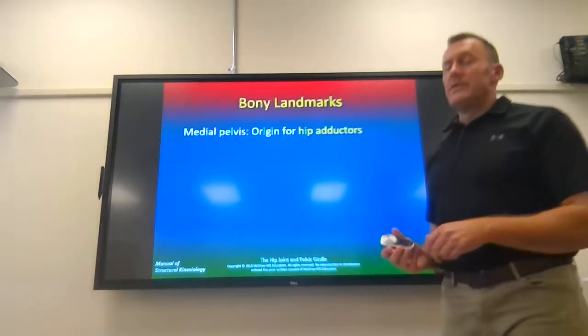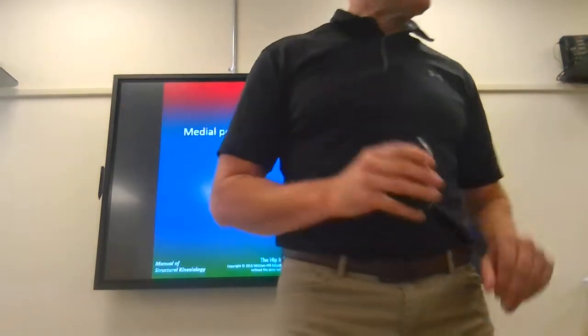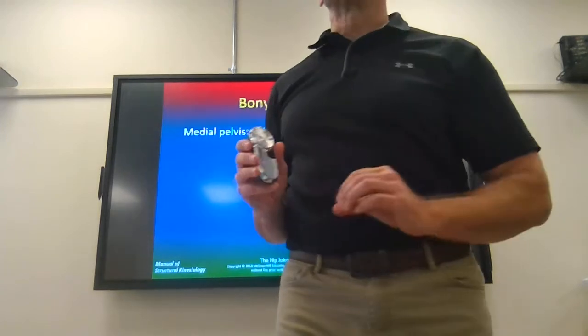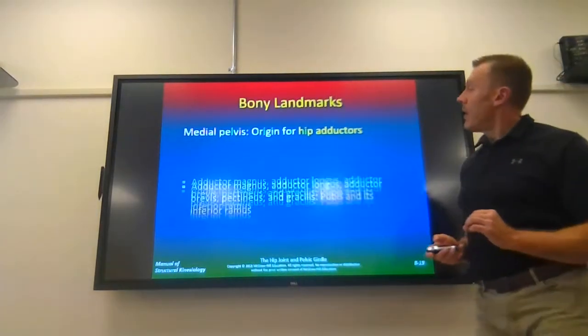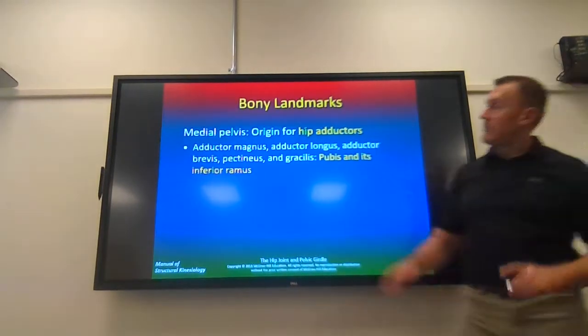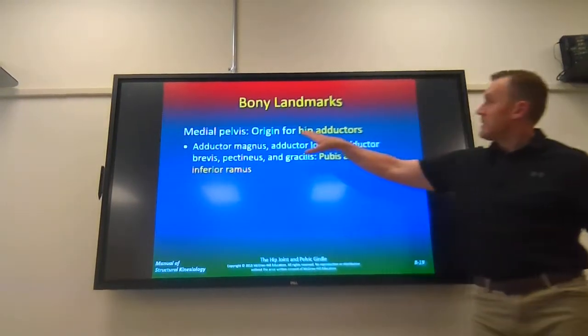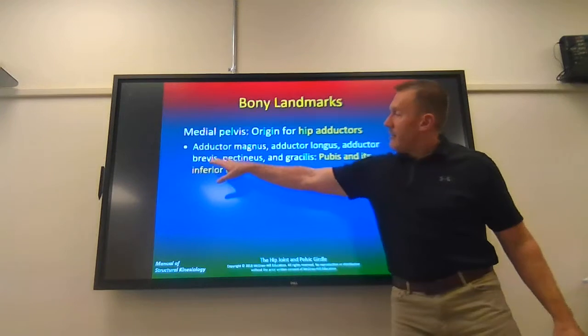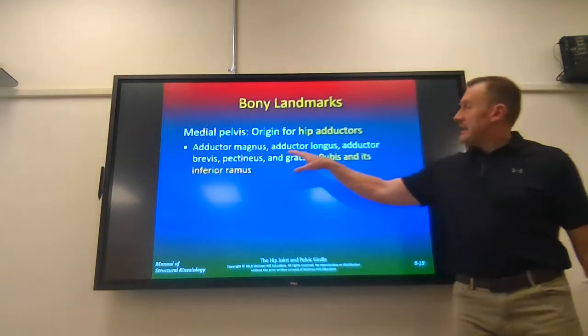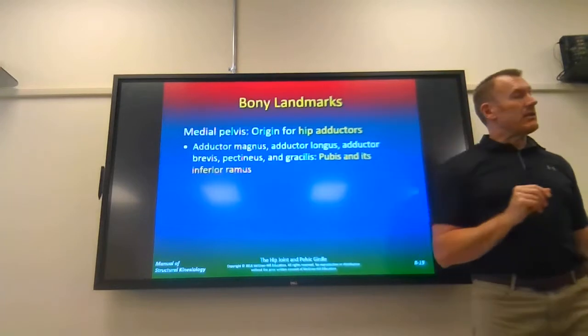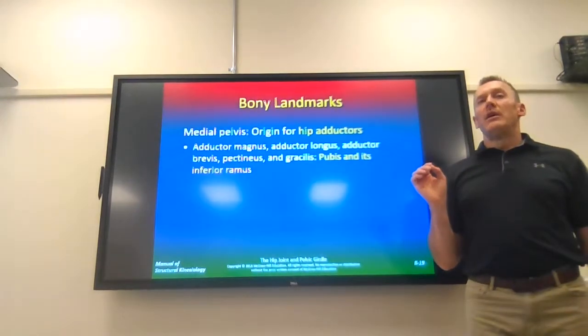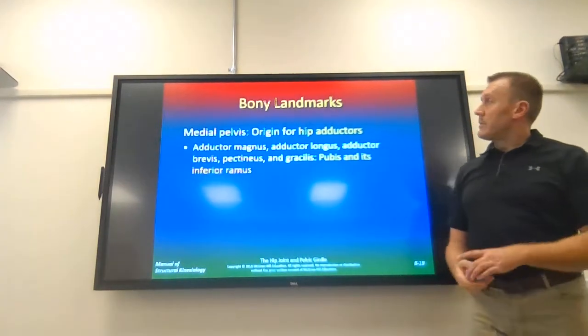Okay, so a few more slides and we'll go to our group activity. So medial pelvis, origin for the hip adductors. Okay, so we have lots of adductors, magnus, longus, brevis, pectineus, and gracilis. So the pubis and its inferior ramus, those are the sites on the hip bone for origin of those muscles.